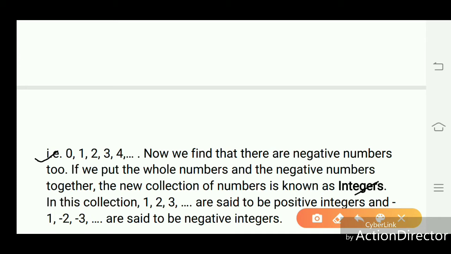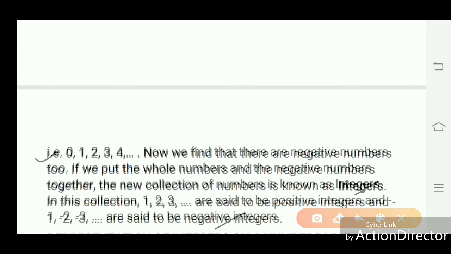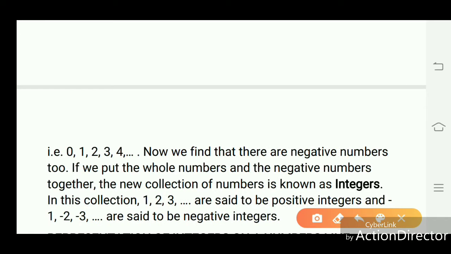In this collection, 1, 2, 3 and other numbers are said to be positive integers, and minus 1, minus 2, minus 3 and other numbers are said to be negative integers. If the number has a minus symbol before the whole number, these are negative integers, and if the number has no symbol or a positive symbol, these are called positive integers.